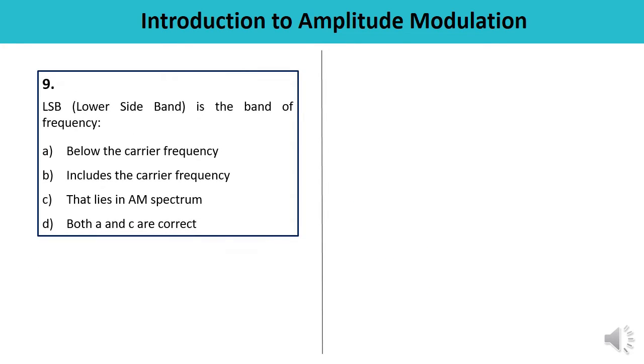Next, LSB, the lower sideband, is the band of frequency. Recall what you have drawn in the AM spectrum. Options: below the carrier frequency; includes the carrier frequency; lies in the AM spectrum; D, both A and C. So the lower sideband is below the carrier frequency, it does not include the carrier, but it lies in the AM spectrum. It means the correct answer is D.